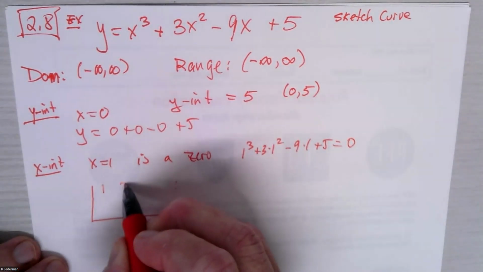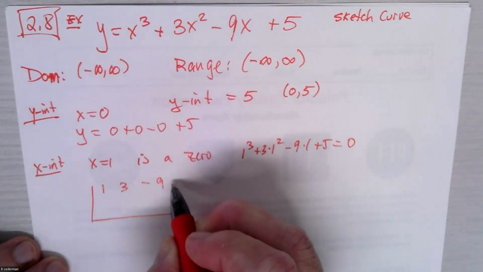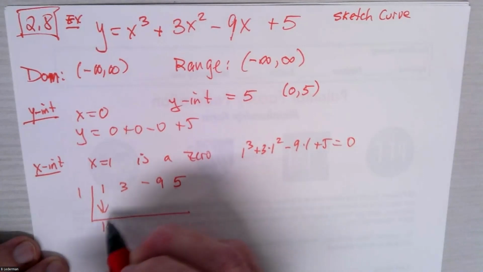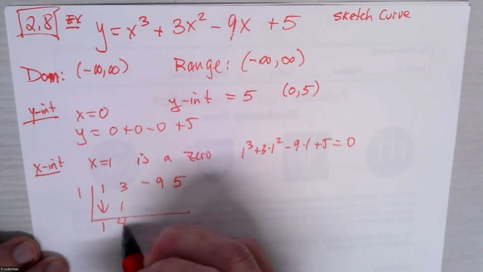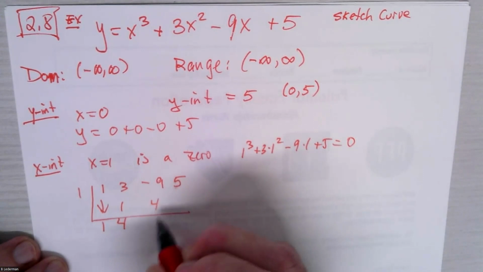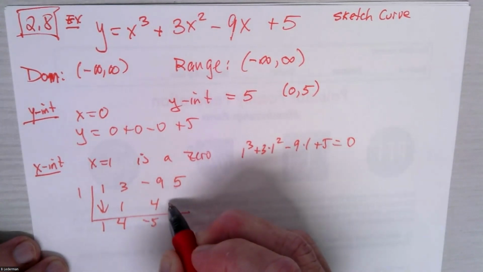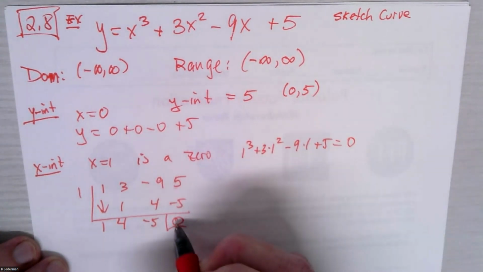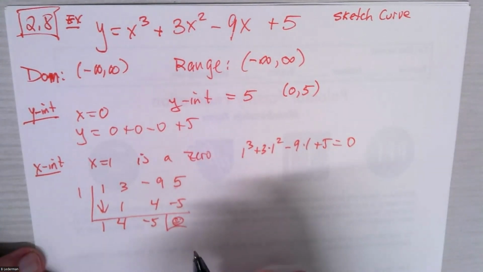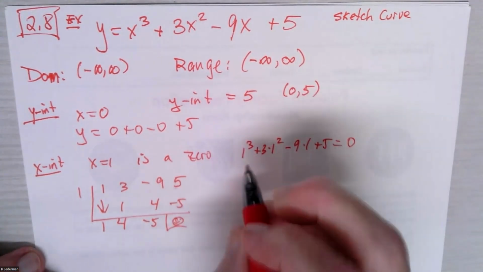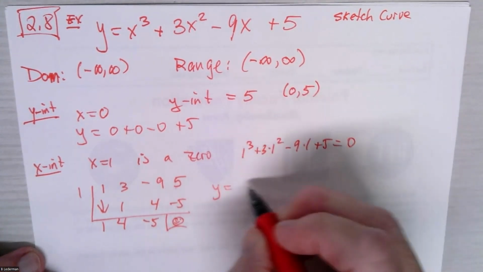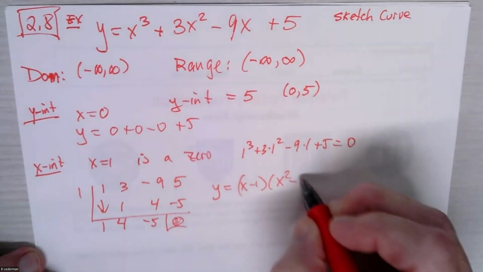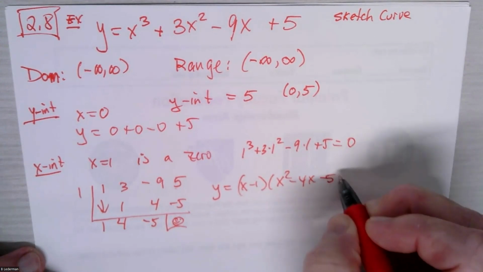We have 1, 3, negative 9, and 5, and here we have 1. Bring that down, we have a 1. 1 times 1 is 1, we add, we get 4. 1 times 4 is 4, we add, we get negative 5. 1 times negative 5 is negative 5, and we add, we get 0. That's our remainder, and we're very happy about that. That means y is equal to x minus 1 times x squared minus 4x minus 5.